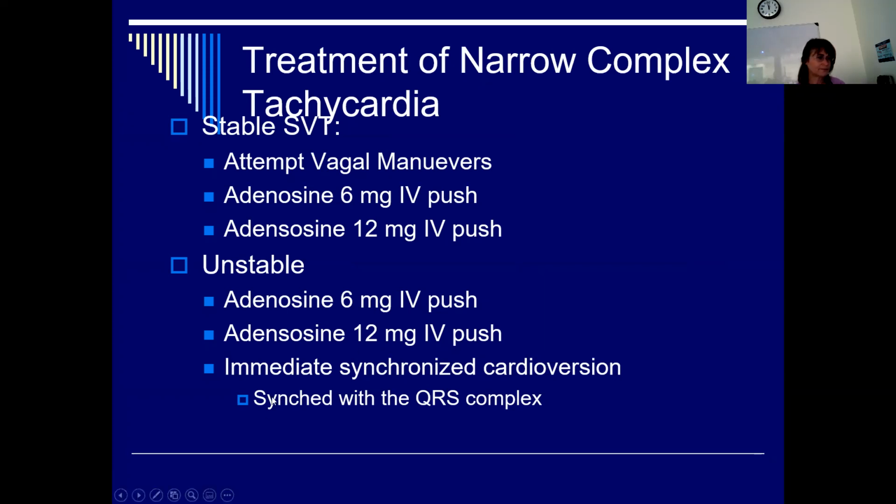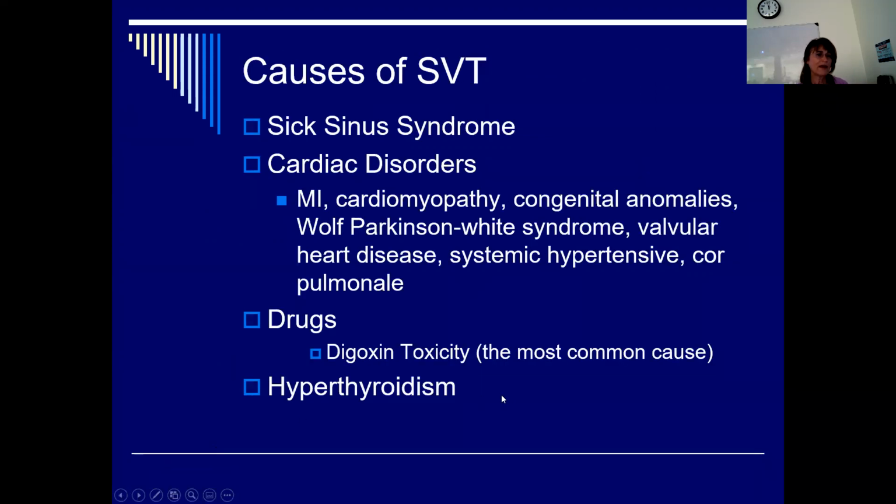At the bottom. Hyperthyroidism. So having an overactive thyroid gland can cause a person to have a fast heart rate.